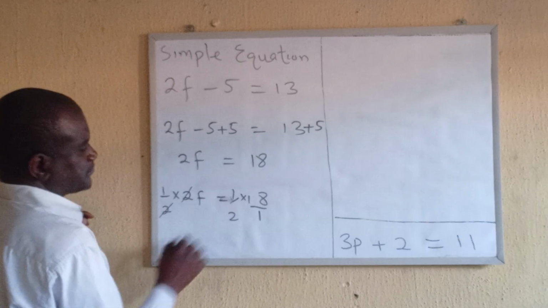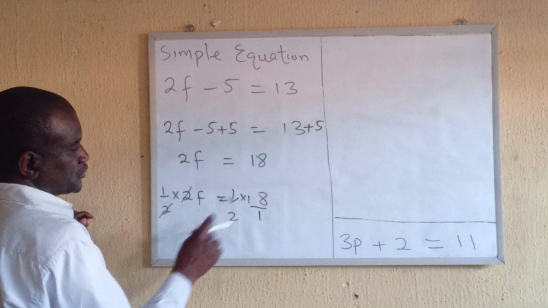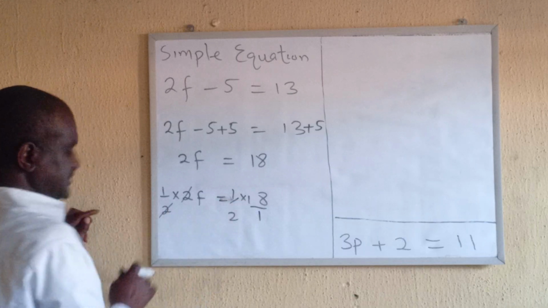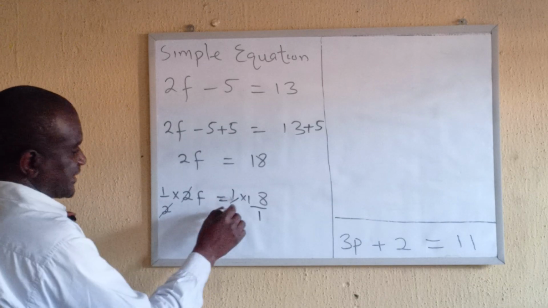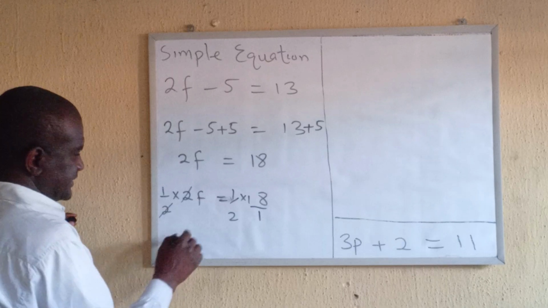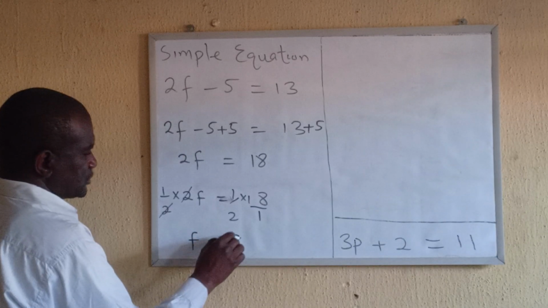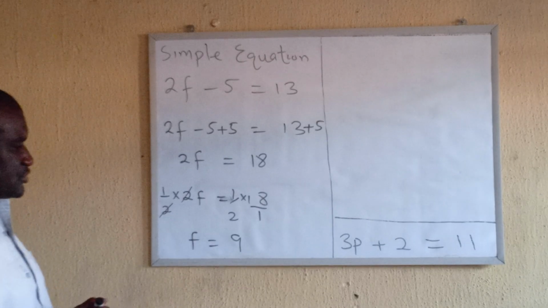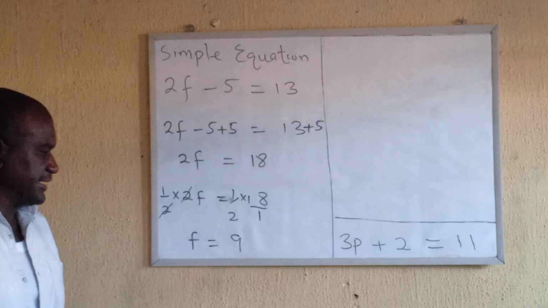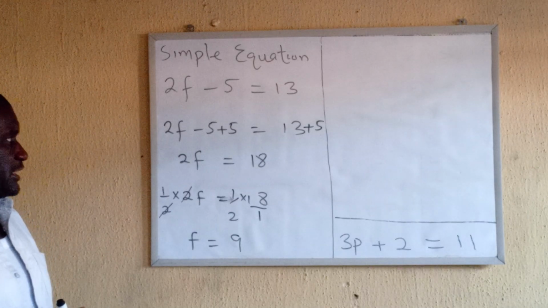So 2 times 1 is also 2. So that means 18 divided by 2 is 9. Or I can say that 2 into 18 is 9. So f is equal to 9. So 9 is the solution of this simple equation.